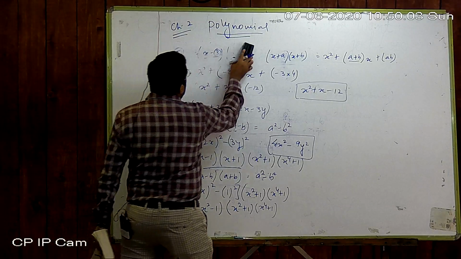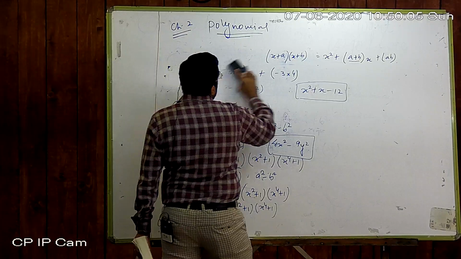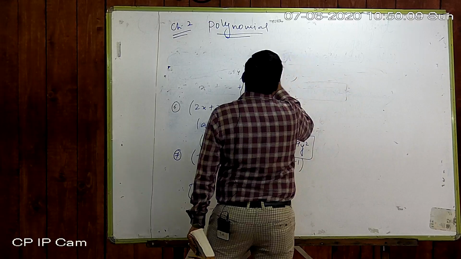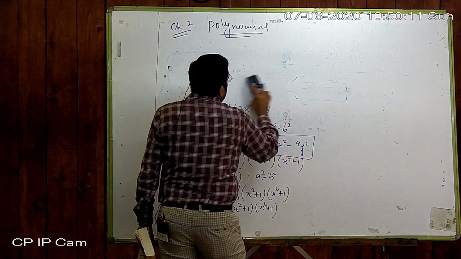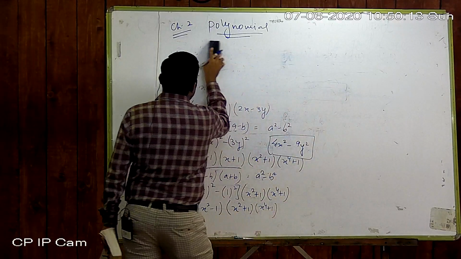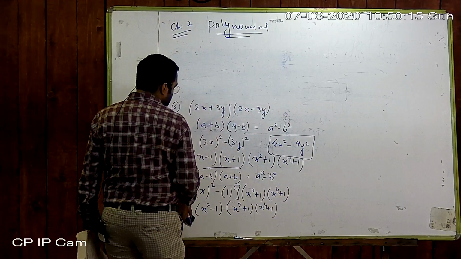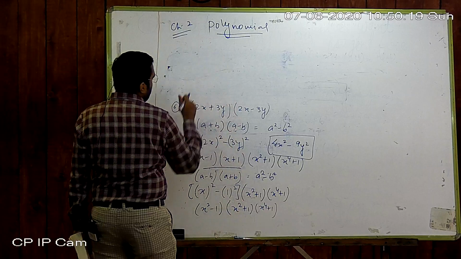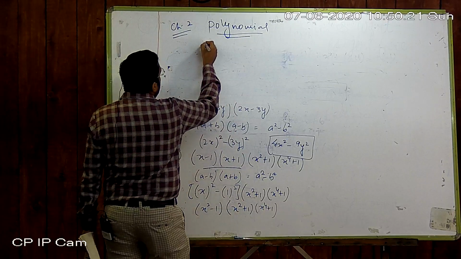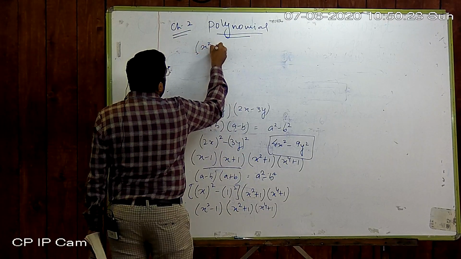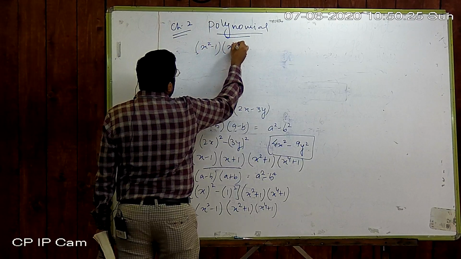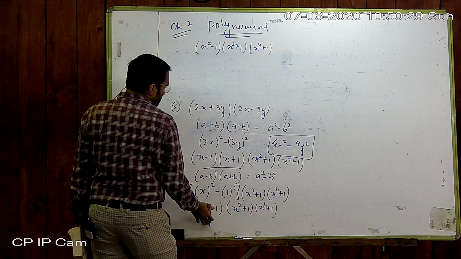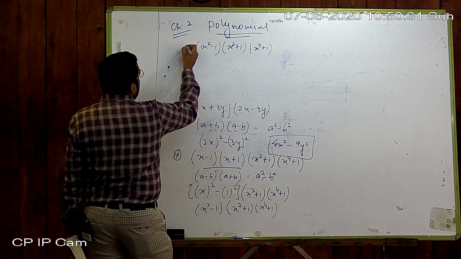Okay, now I can write as here, now. Here the sum is not completed, I can use it here. So my answer is x square plus 1 and x raised to 4 plus 1. Okay, now I continue it here.